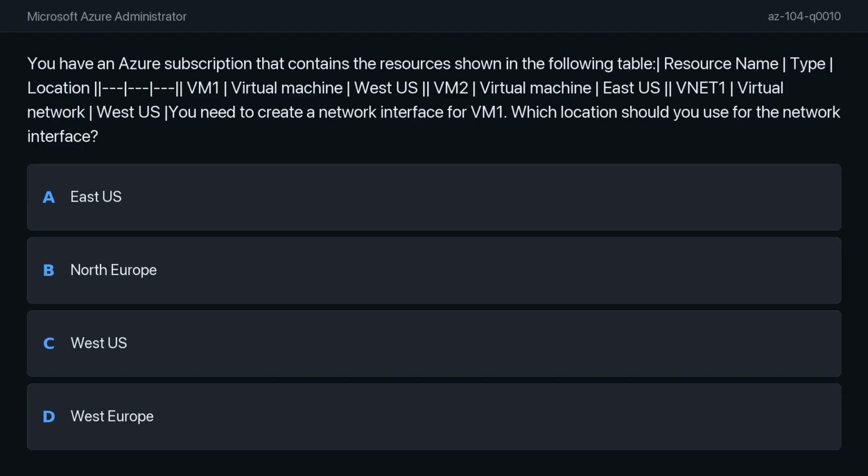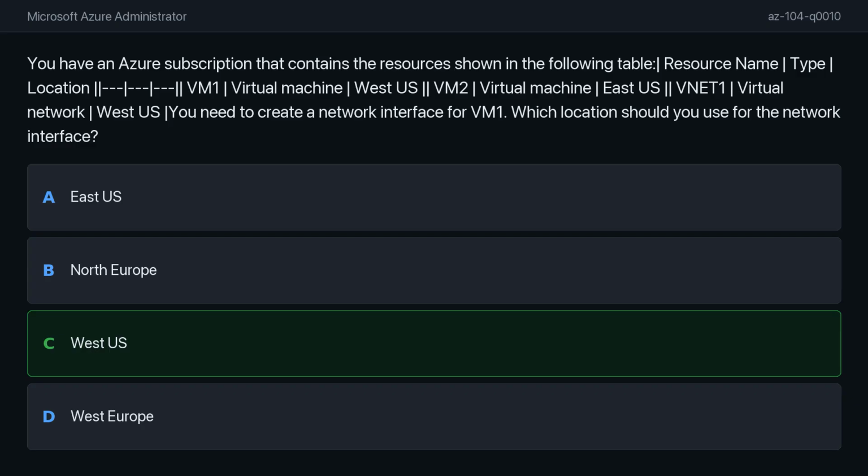Let us consider the underlying concept here. When working with cloud resources in Azure, physical and logical proximity matters significantly for resource attachments. Certain components must be deployed together in the exact same region to establish a functional relationship. Understanding how resource locations dictate availability and connectivity is fundamental for proper architecture design.